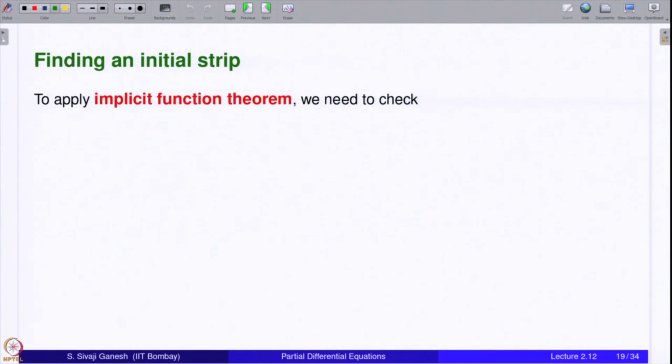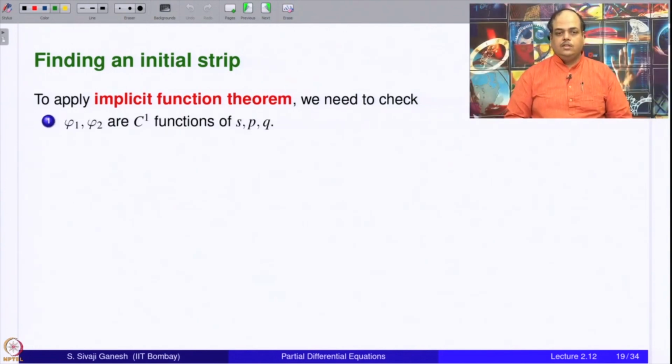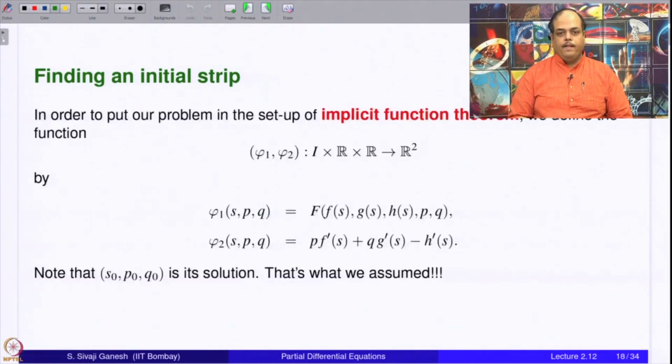Now, to apply the implicit function theorem, we need to check that phi 1 and phi 2 are C1 functions. Are they? With respect to s, if f, g, h are C1, fine, this is C1 and capital F itself is C1, therefore, composition will give C1. p and q are appearing in this and we already assumed F is C1 with respect to all the components, therefore, with respect to p and q also it will be C1. So, phi 1 will be C1, no problem.